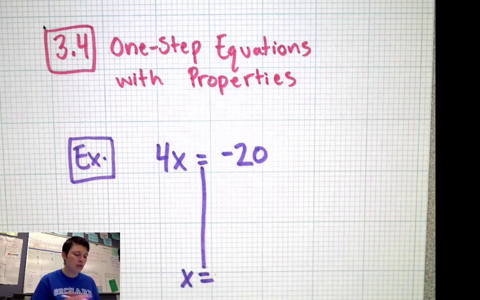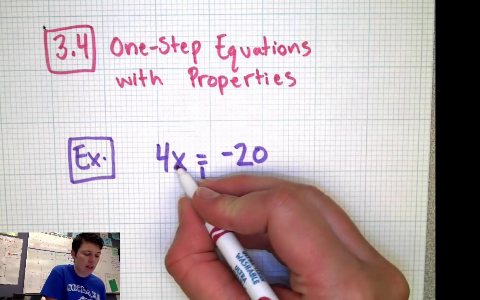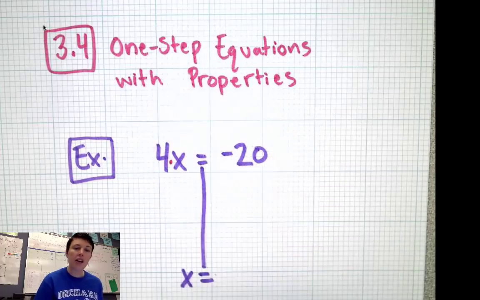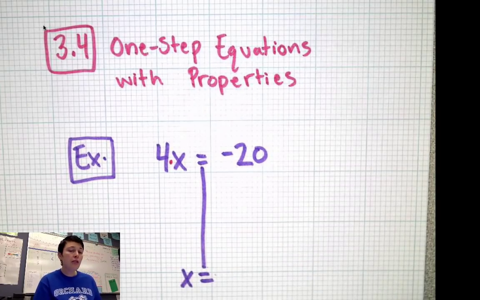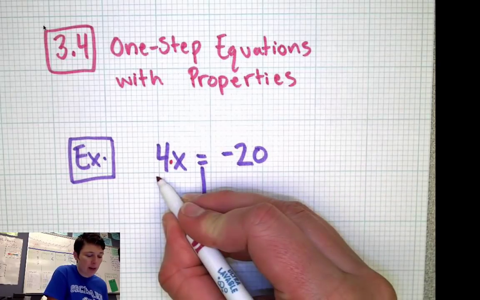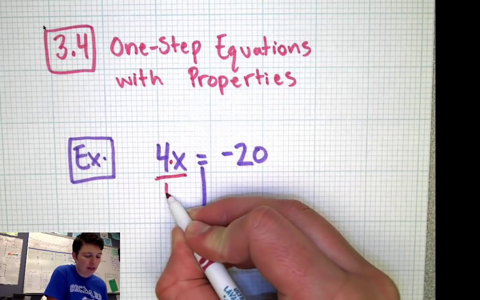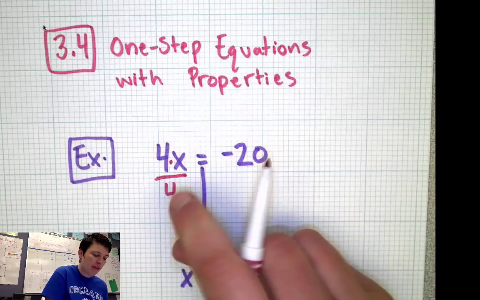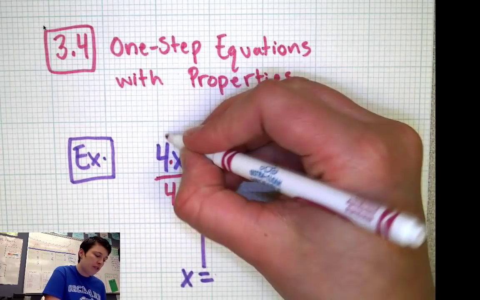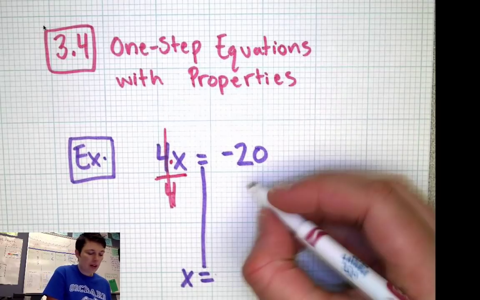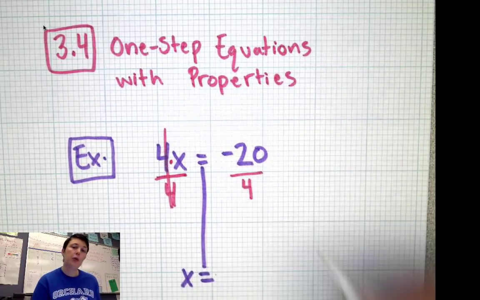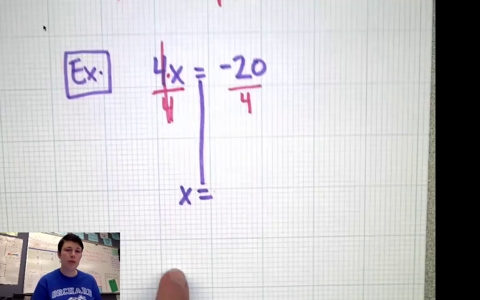And to undo this process, this technically means I have 4 times x. Just we don't put that little dot there usually. But to undo that, we're going to divide it away. But we know in algebra, division looks like a fraction. So we are going to divide by 4 to get rid of this. Now you can't just do that on one side though. You have to do that on both sides. They have to match up. So we're going to divide by 4 on both sides.